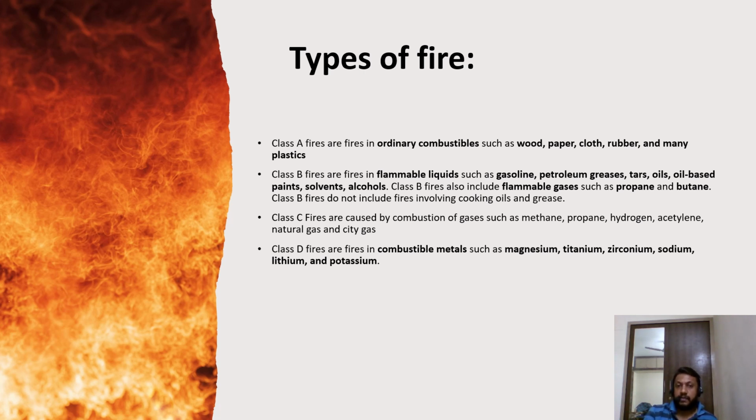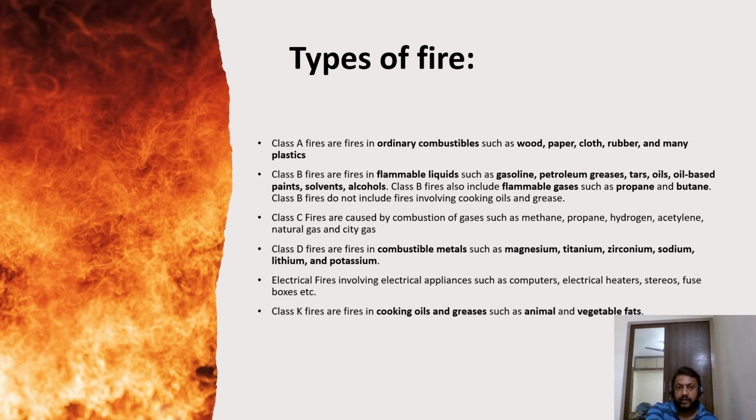So these are all combustible metals. First we discussed solid, then liquid, then gas, and class D is combustible metals. Then we have electrical fires. As the name suggests, we can easily understand that any kind of electrical equipment, if it catches fire, that type of fire is categorized as electrical fire, such as computers, televisions, heaters, fuse boxes, etc.